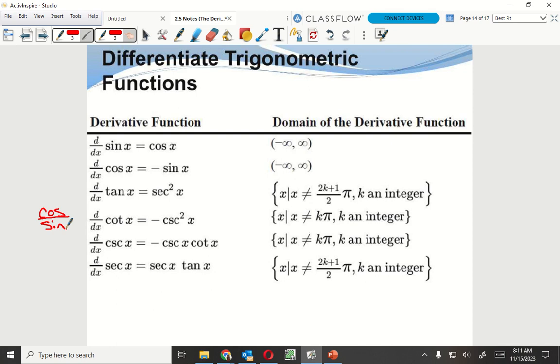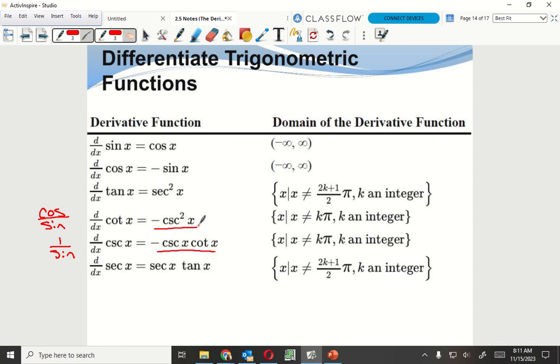Now, cosecant is the reciprocal of 1 over sine. Very good, 1 over sine. So I could also do the quotient rule to find this one as 1 over sine. I could do that to get this identity.